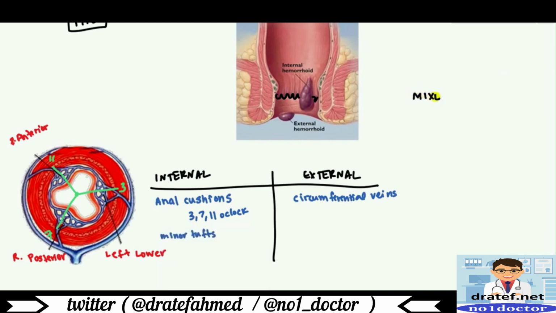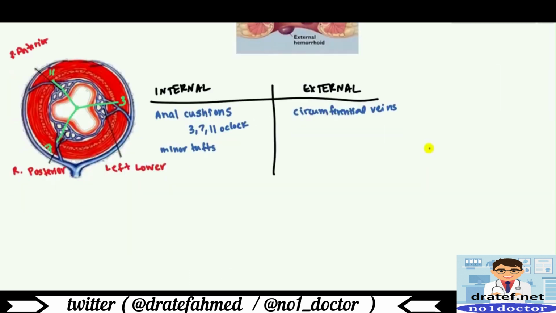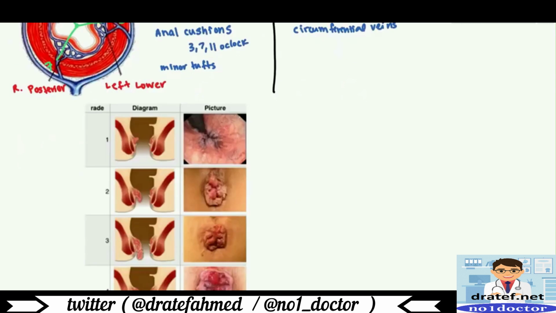Before I continue, mixed hemorrhoids is basically when you have a hemorrhoid that starts off internal, crosses the pectinate line, and goes into external. So if it goes into both, that's called a mixed hemorrhoid. Okay, so now we'll continue this chart that we started, and we'll look at the different grades of internal hemorrhoids. Internal hemorrhoids, since they prolapse, have different grades based upon how much they prolapse.